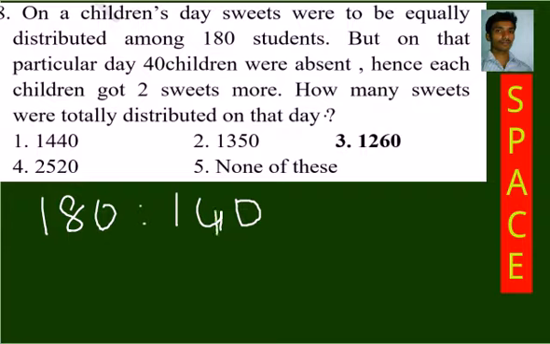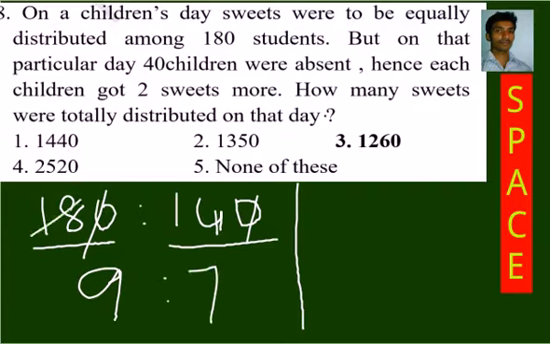So the sweets were distributed only for 140 students. Hence each child has got 2 sweets more. Let us discuss about this 2 sweets more later. First, I am just taking the ratio between the actual number of students and the number of students present. Actually, the total number of students was 180, but only 140 were present. Means the ratio of total number of students to the number of students present was 9:7, 2 9s to 7s.